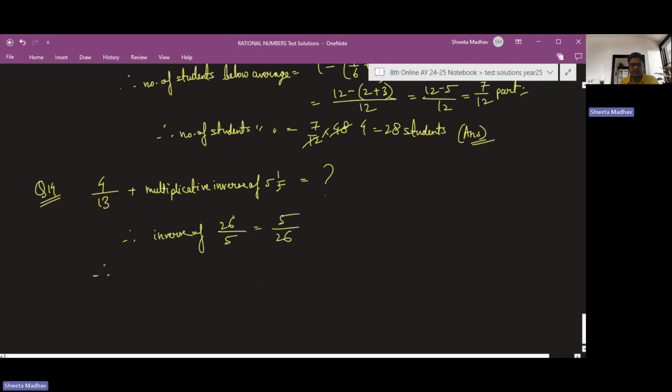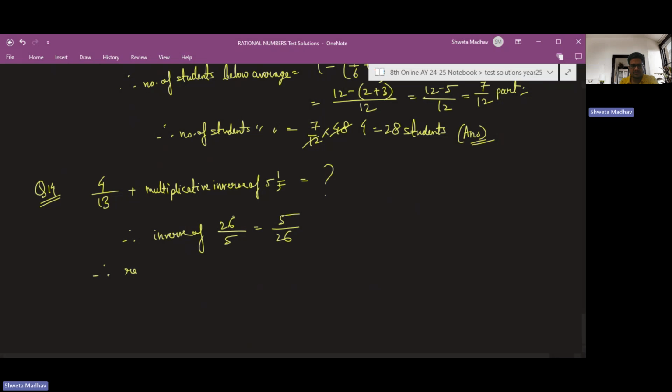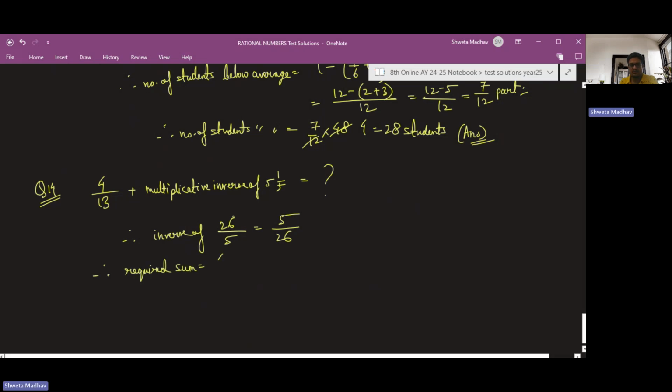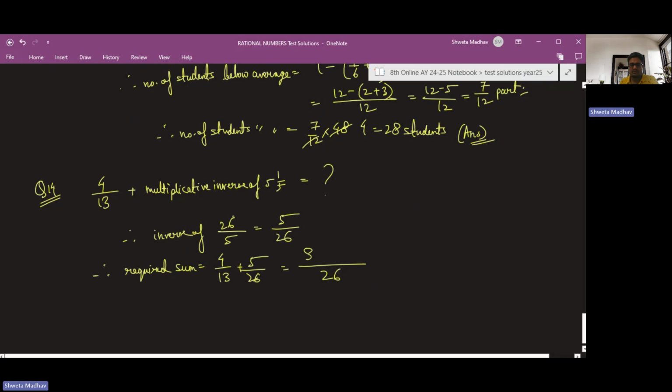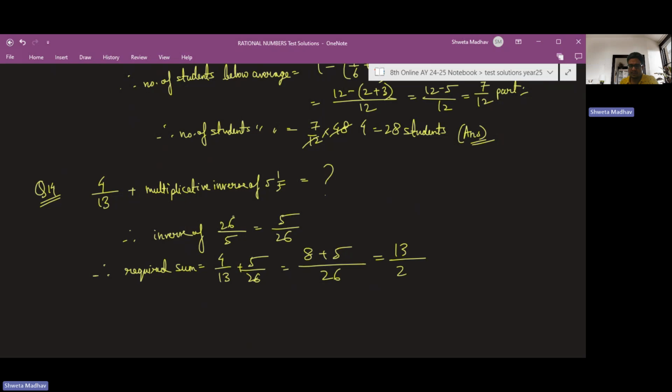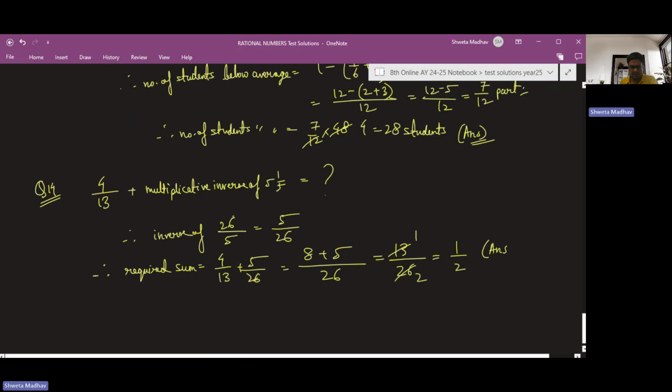Therefore the required sum which has been asked will be 4 by 13 plus 5 by 26. Now the LCM of 13 and 26 is 26. 13 2s are 26, 2 4s are 8, plus 5. So 8 plus 5 is again 13. 13 by 26. So we know that 13 13s are 26. So 1 by 2 is the answer. 1 by 2 is the required sum.